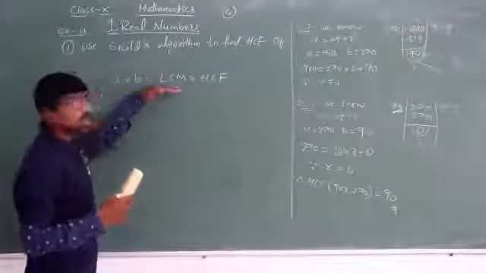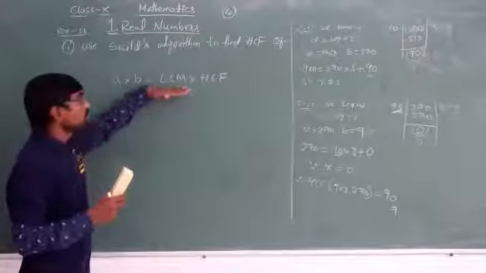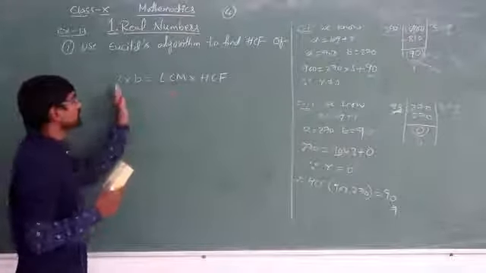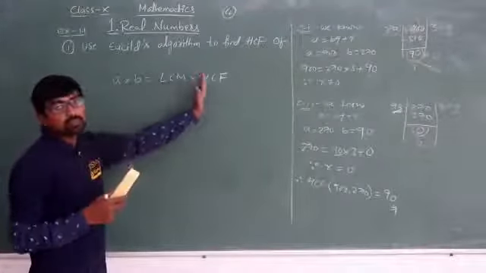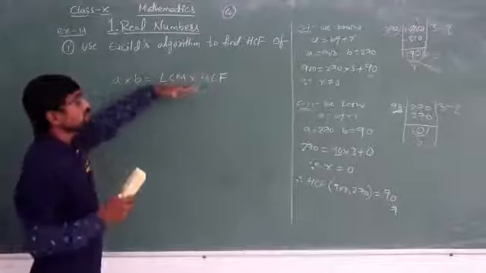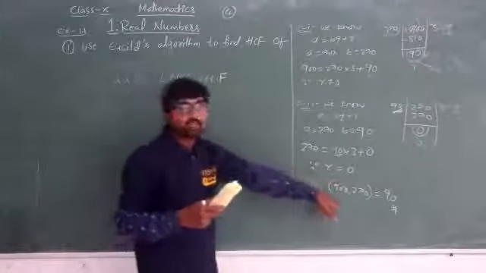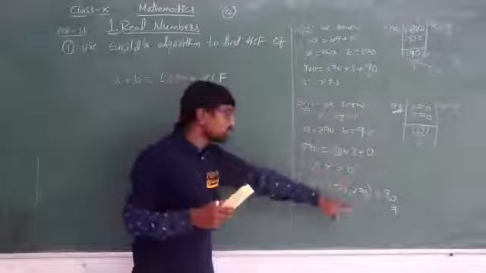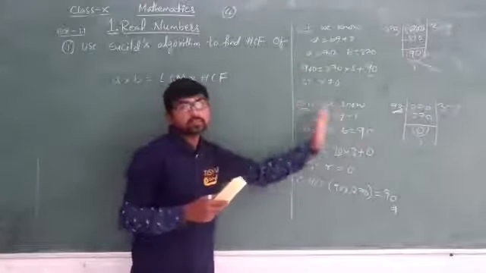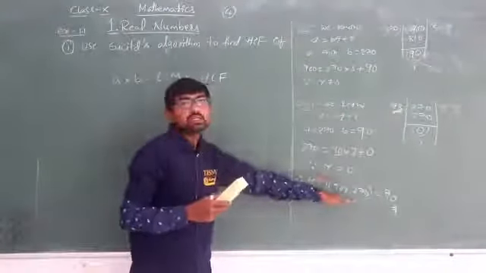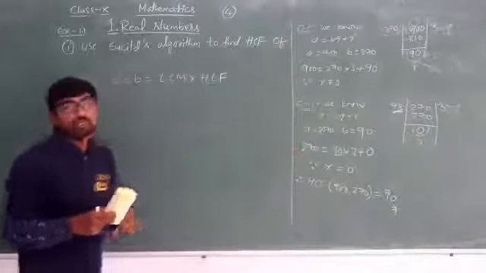So here we are having one common formula, that is A into B is equal to LCM into HCF. So from here, if you know the HCF, if you find the HCF by using Euclid's algorithm, then how can you find the LCM?